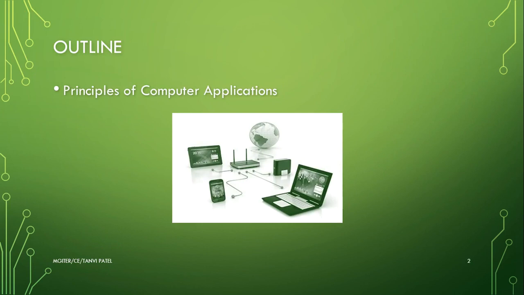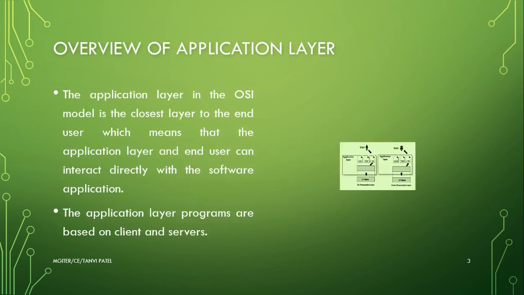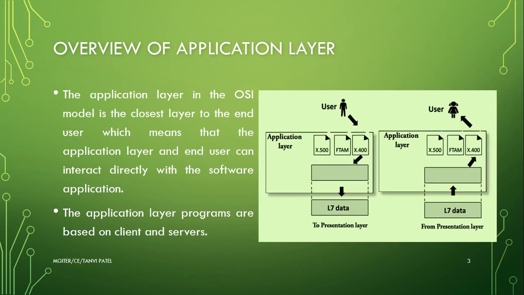Now our unit 2 is Application Layer. So first of all, we have to study about the principles of computer applications. The overview of application layer: the application layer in the OSI model is the closest layer to the end user, which means that the application layer and end user can interact directly with the software application. Means you can directly interact with the user and the software. That is the use of application layer.